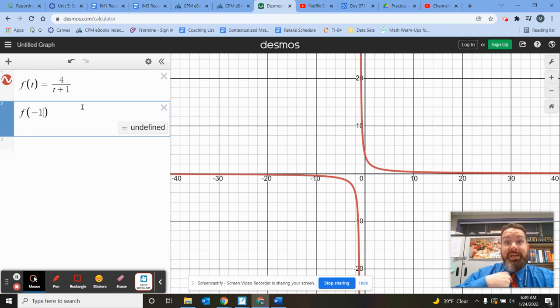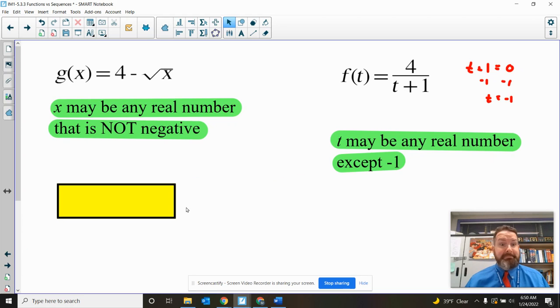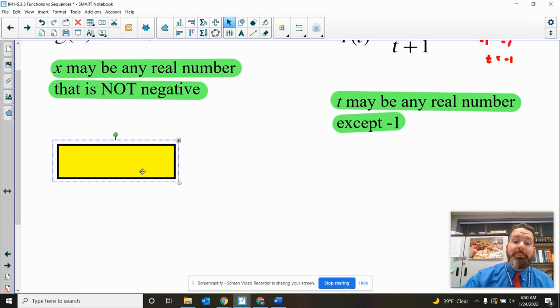Desmos knows that. We know it too. We said, hey, t can be any number except negative 1. Meaning if I put a negative 1 in for the t's, nothing comes out because division by 0 doesn't make any sense. Let's just go one more time.